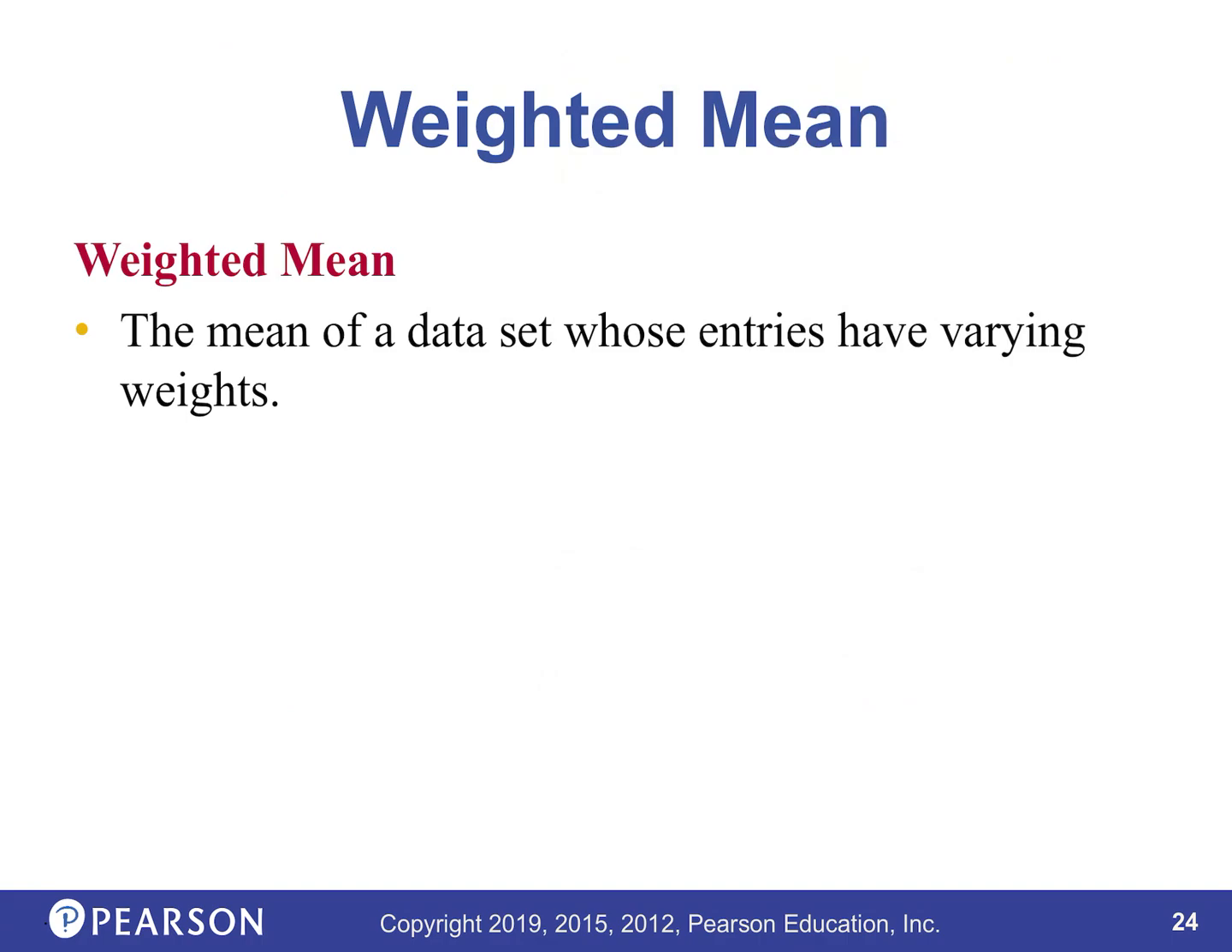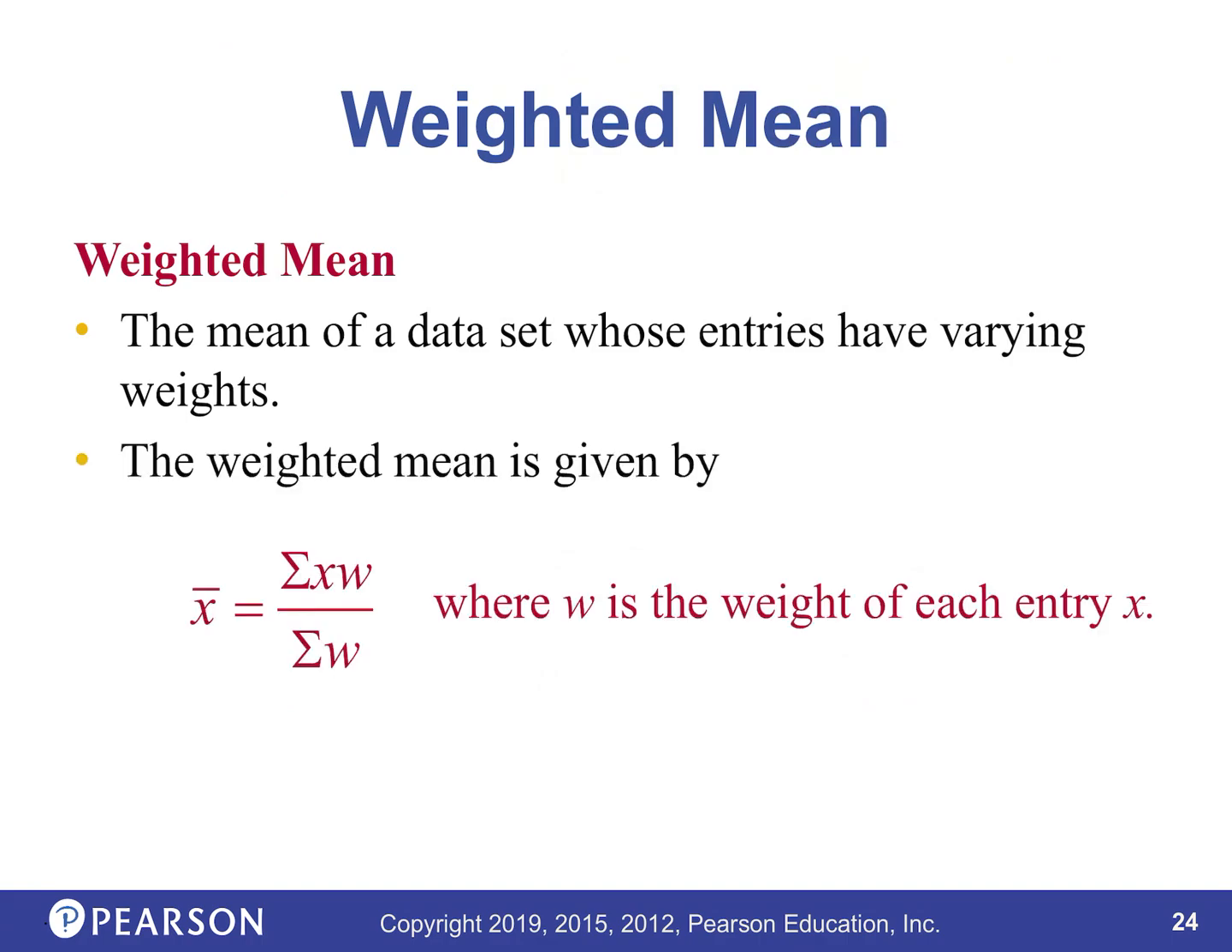Weighted mean: the mean of a data set whose entries have varying weights. The weighted mean is given by x bar equals the sum of x times w divided by the sum of w, the frequencies. It doesn't show it here, but put parentheses around x times w. You first have to multiply the entry and the weight before you can divide by the sum of the weights. Here it says where w is the weight of each entry x.